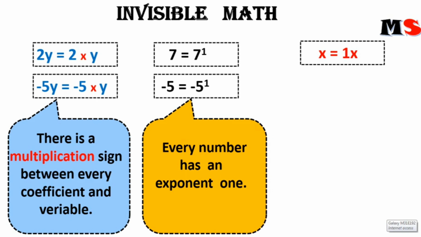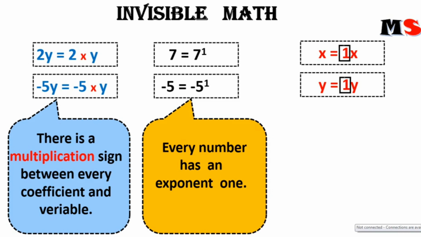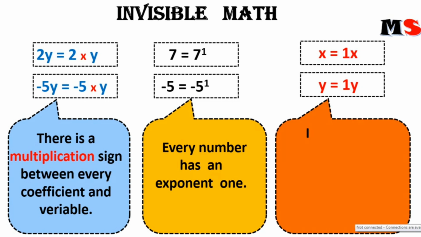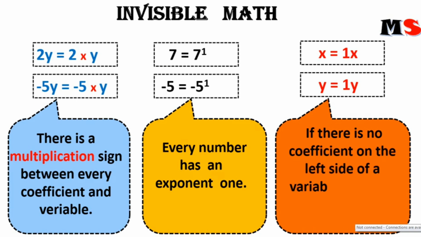Next, we have the variables x and y. If there is no written coefficient, it means the coefficient of variable x is 1 and the coefficient of variable y is 1. The invisible term is coefficient 1. So if there is no coefficient on the left side of the variable, then its coefficient is always 1.